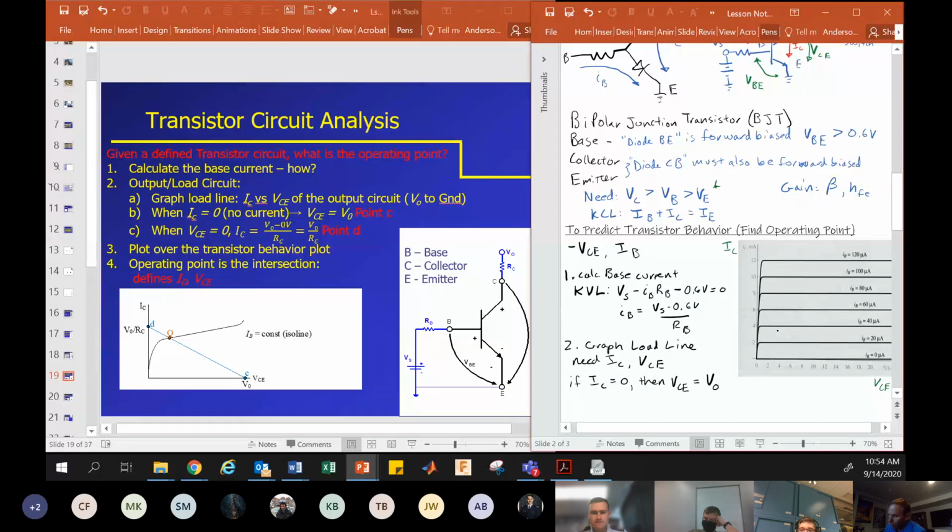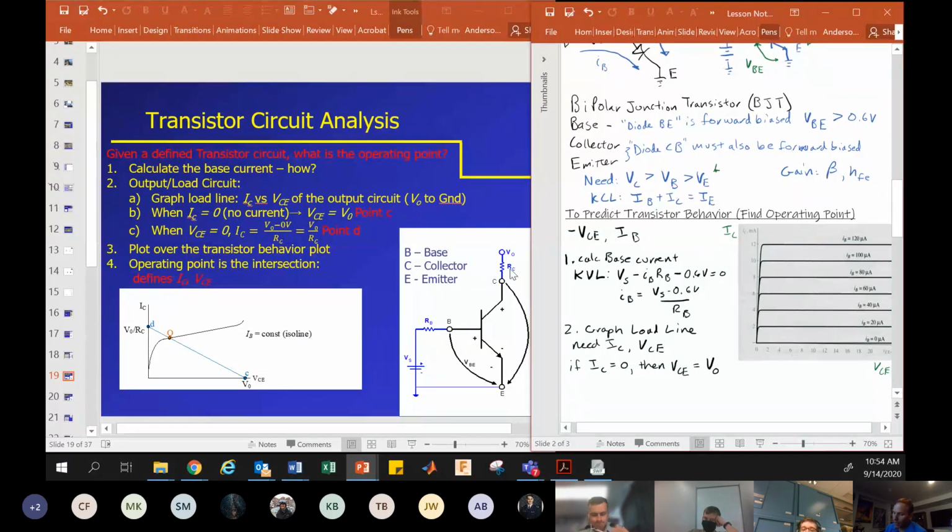Okay. Yes, sir. Okay, so again, let's remember Ohm's law. Maybe this may be a little confusing right now. If there's no current flowing through RC, what's the voltage drop on RC? 0. Okay, do you agree with that, Jason? Okay, that's what Ohm's law tells us.